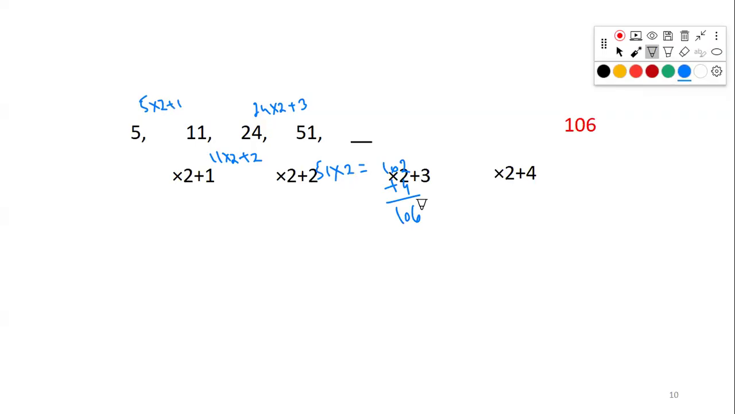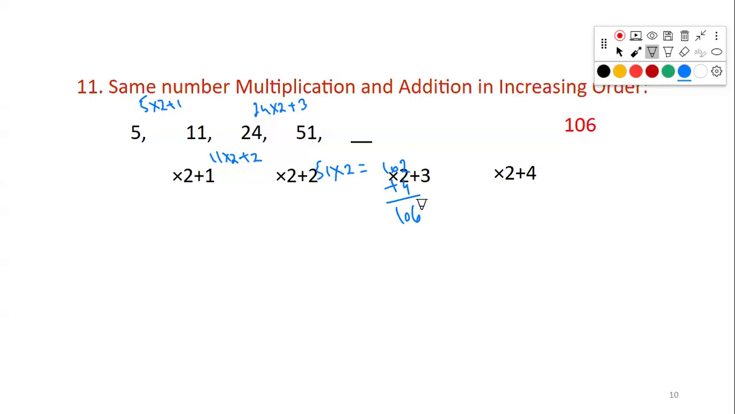So basically, you started with some random number. But once I have the first number, the series is now getting generated: I double the number, add 1, I double the number, add 2, I double the number, add 3, like that. Same number multiplication, addition in increasing order. Try this one.